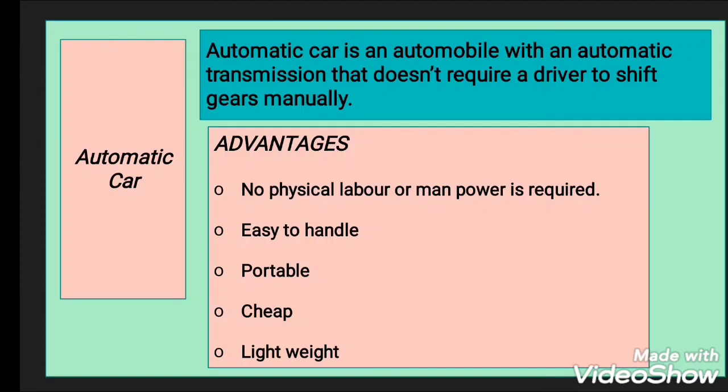So what are the advantages we are getting from the automatic car? Let's check. No physical labor or manpower is required. Yes, you need not work physically here. Easy to handle, portable, cheap and less weight. Yes, it's very much cheap. Anybody can purchase it if they want, and it's lightweight. It's not heavy as a car. The automatic car is not much heavy, and it has a direction system. Automatically you can drive this one.